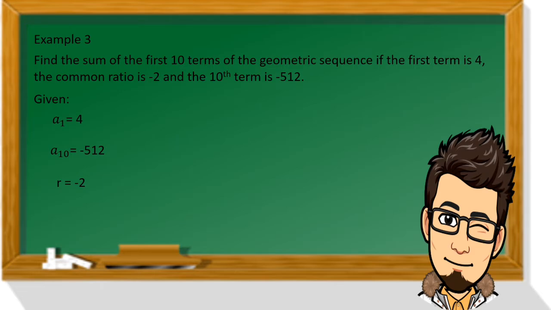So we are going to use the formula s sub n is equal to a sub 1 minus a sub n multiplied by r divided by 1 minus r. So substitute the value. We have s sub 10 is equal to 4 minus negative 512 multiplied by negative 2 all over 1 minus negative 2. So we have negative 1020 over 3. And then we are going to divide negative 1020 divided by 3. So we have s sub 10 is equal to negative 340. Did you get it?